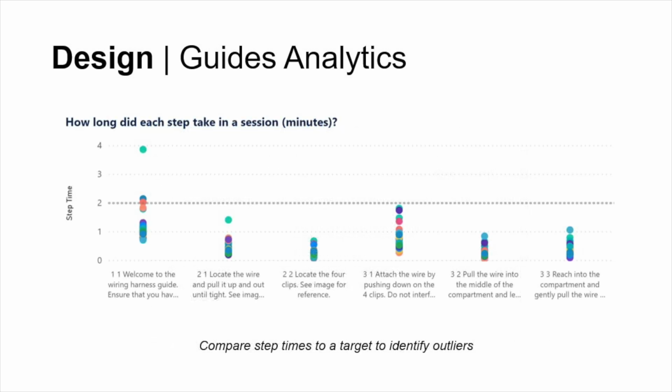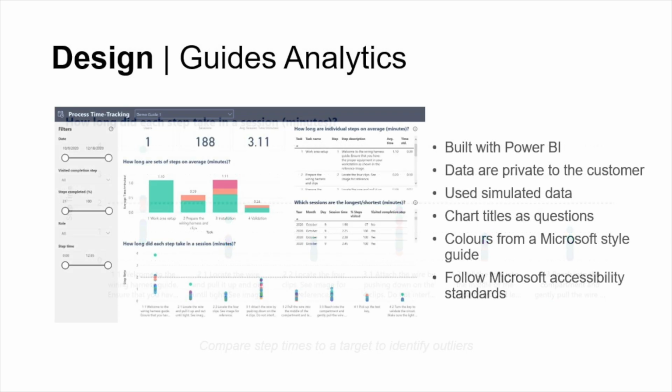And then the last chart essentially shows individual runs through a guide. Each set of dots corresponds to a step, and the dots represent different sessions moving through that guide. So you can, again, compare to some target time and find how much variability, how much spread, or are there outliers in certain steps? Those might be steps that you want to go and optimize further. So we put this all together into this report, and you may recognize the style. This is all built with Power BI, which is no surprise, since we're with Microsoft.